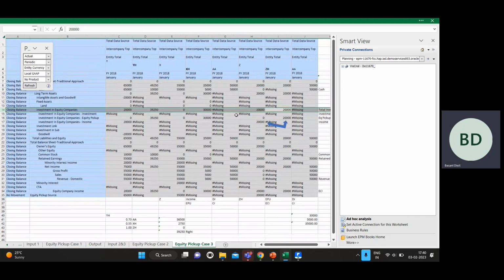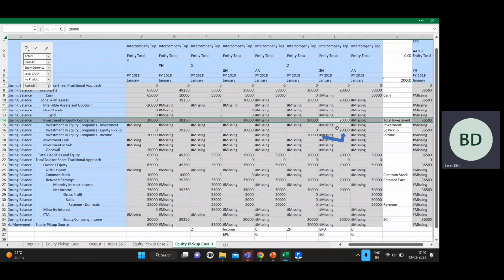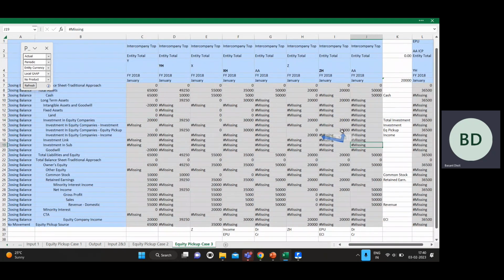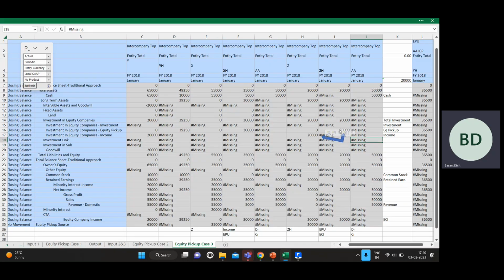One more thing. At the C level, as I already told you, whatever amount is coming at the income side, equity pickup side, is going to income. It is again the hierarchy. These two are both descendants of the equity companies, investment in equity companies. That is why these two amounts are the same, but this is now coming to this side. And the entry is income account debit to equity pickup.